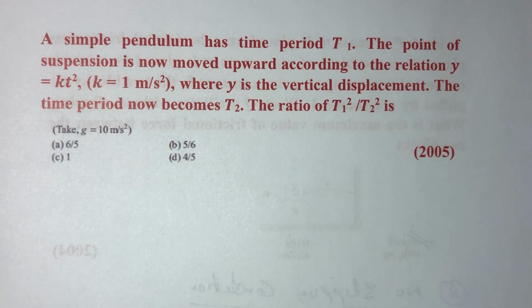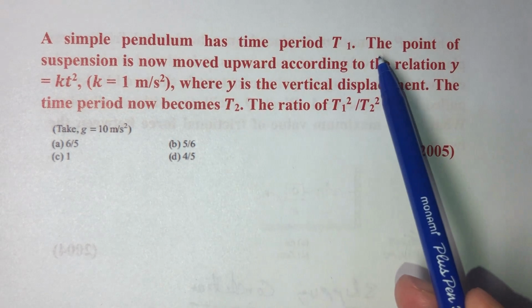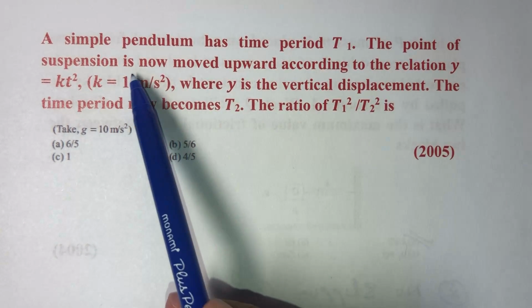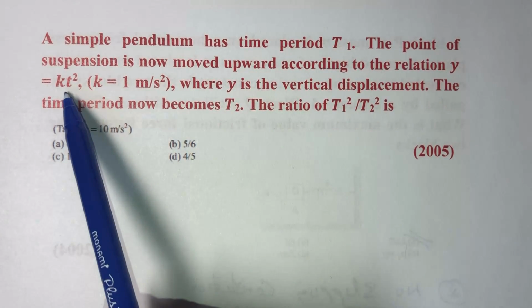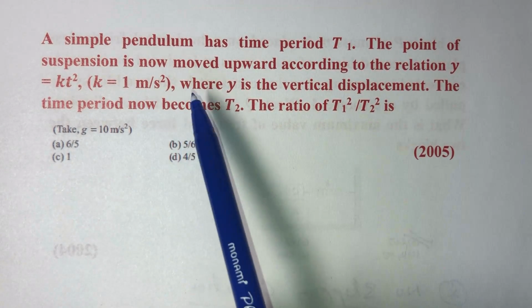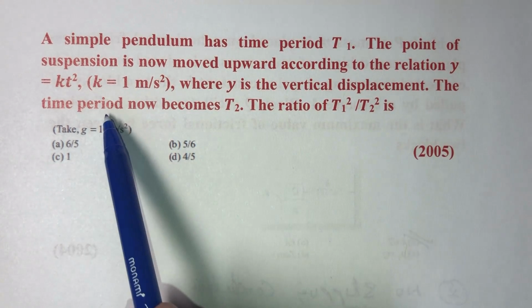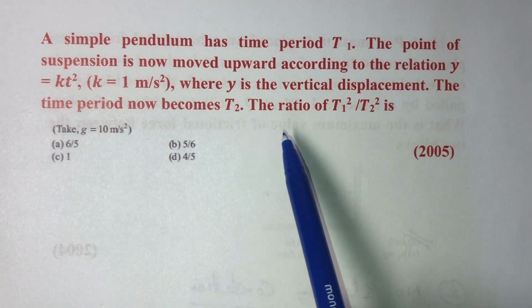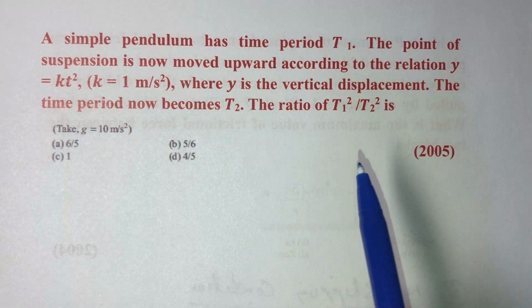Hello friends, today's question. A simple pendulum has time period t1. The point of suspension is now moved upward according to the relation y is equal to kt square, where k is 1 meter per second square, and y is the vertical displacement. The time period now becomes t2. The ratio of t1 square and t2 square is.